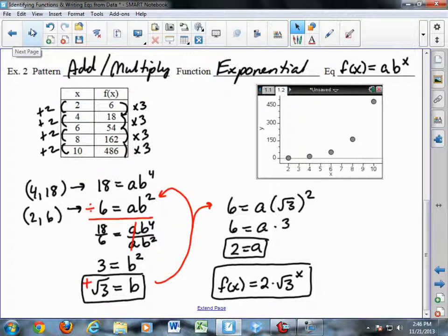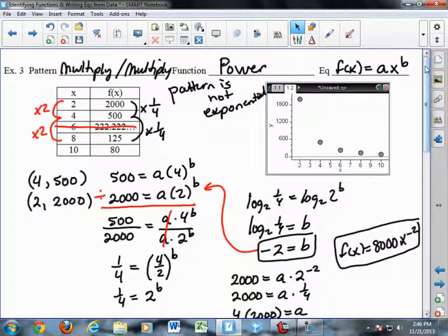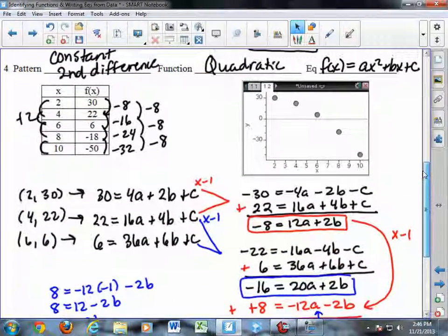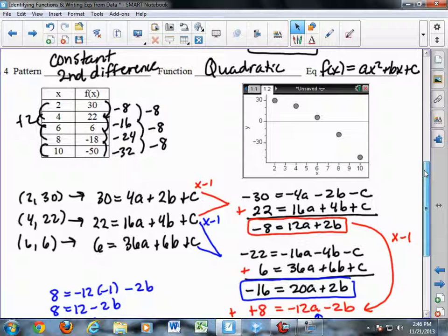Going to our third example, which is actually the fourth example in my notes here, but it's the third example on your notes. Quadratic. When you look at quadratic, you'll notice there's not a real distinct pattern here. If I were to try to multiply, there's no one number I could multiply to get from one value to the next in the y direction.